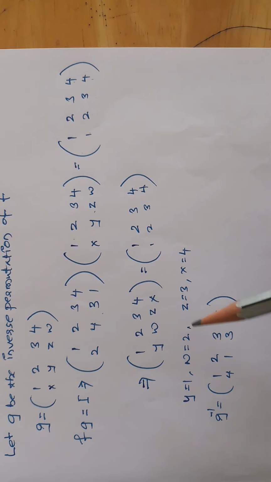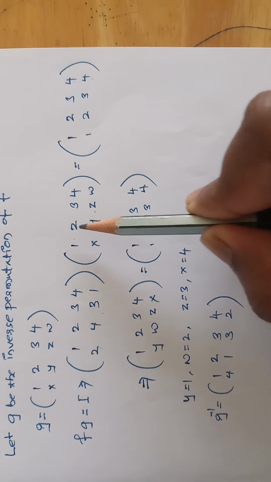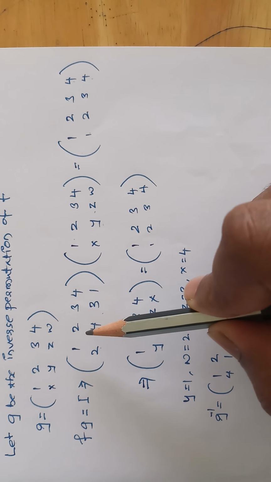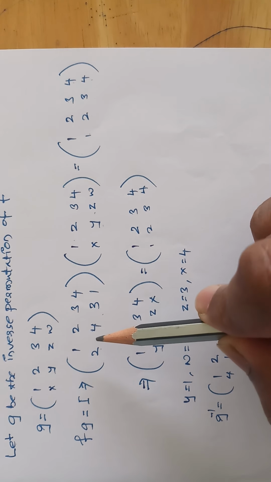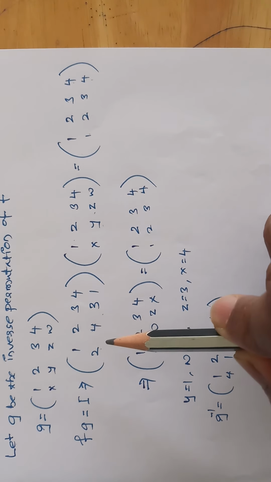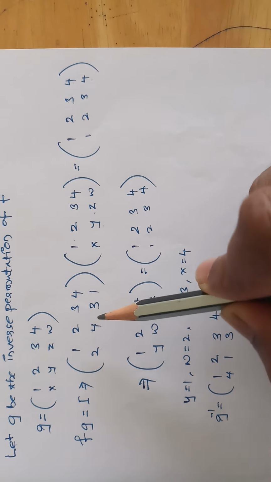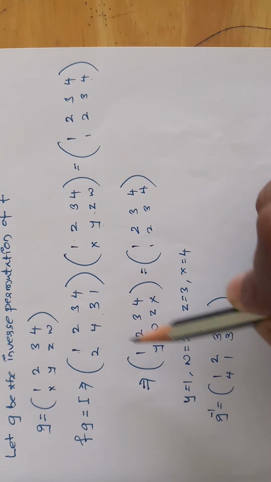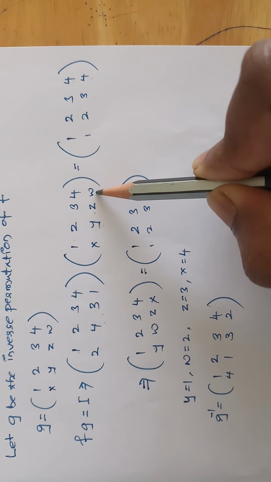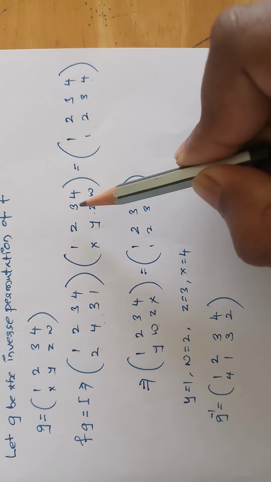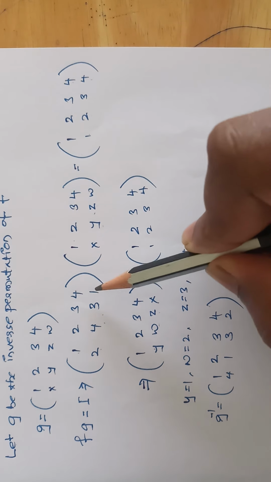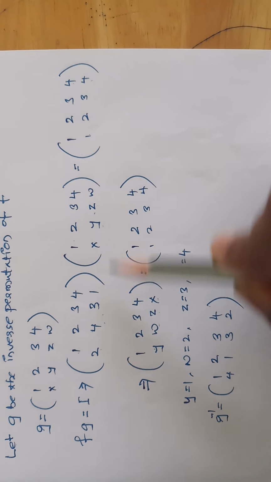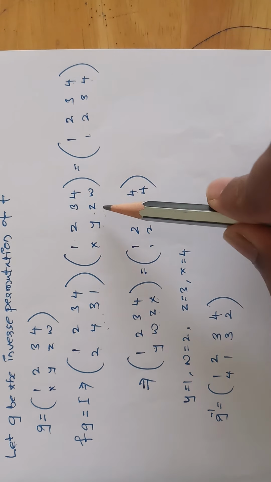So here 1 goes to 2 and 2 goes to y. So 1 goes to y, product of two permutations. So this is the product. 1 goes to 2 and 2 goes to y. 2 goes to 4, 4 goes to w. 3 goes to 3 and 3 goes to z. 4 goes to 1 and 1 goes to x. So this is the product of two permutations. Like that we find the product of two permutations.